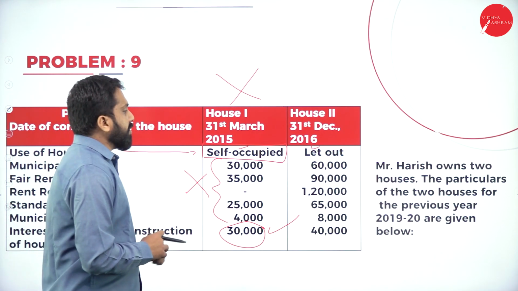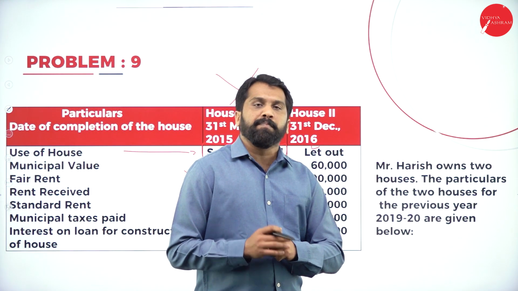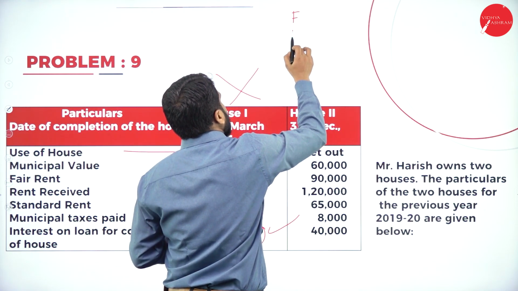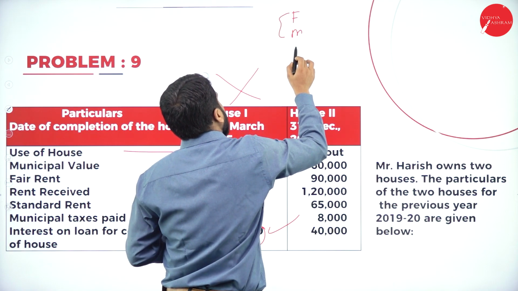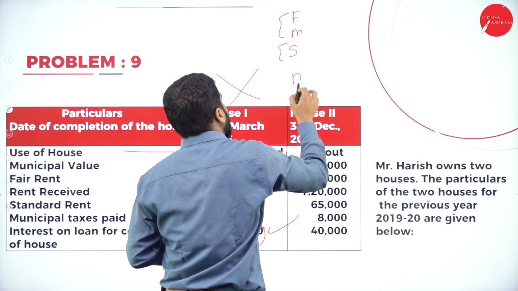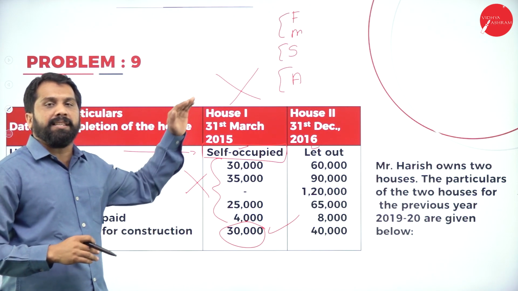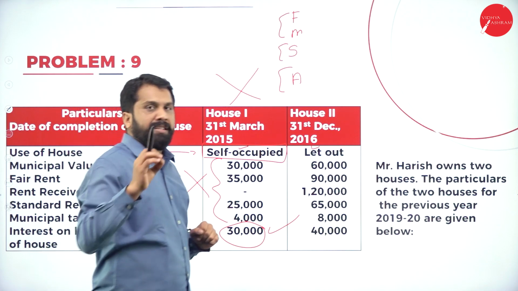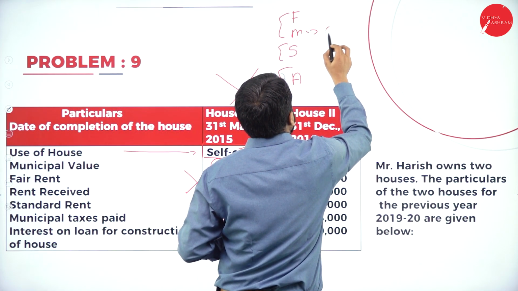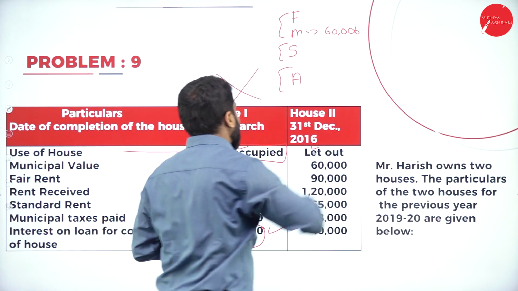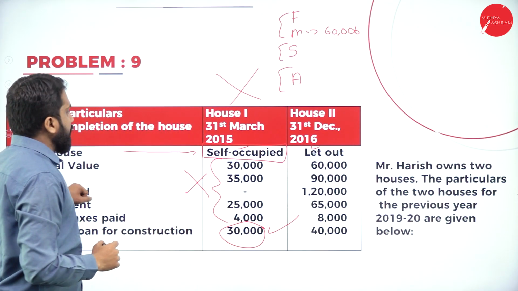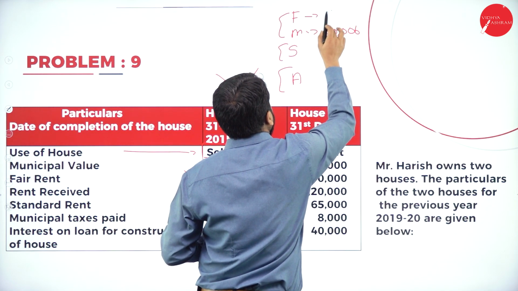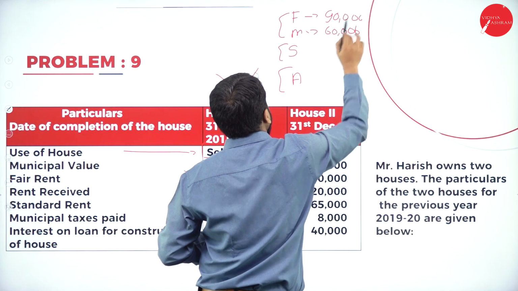Now we will come to let out property. How do we calculate let out property? As you know, it is similar: your FM, your standard and actual rent. These are the logics we have. Now, as per this, what is the municipal value? 60,000. So we write 60,000. Then, next one, fair rent, they have given 90,000. So fair rent is 90,000.